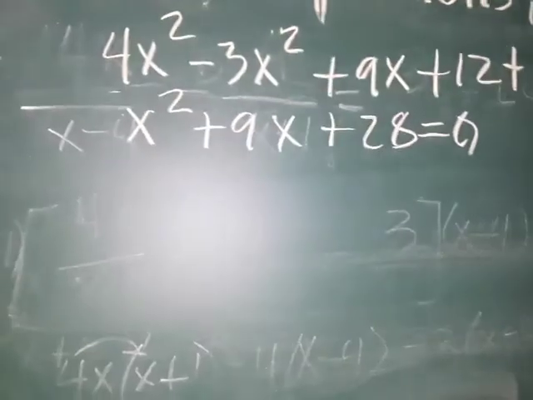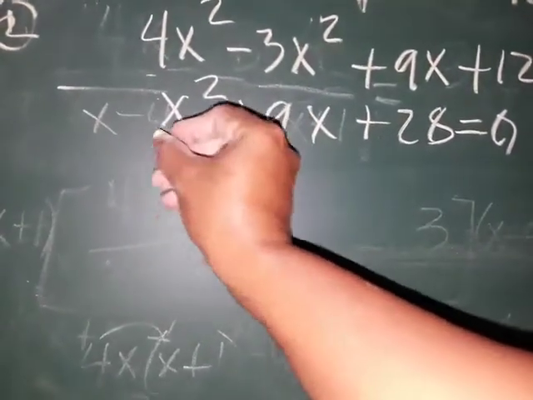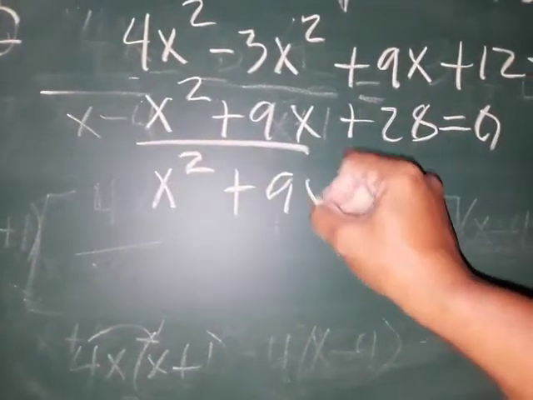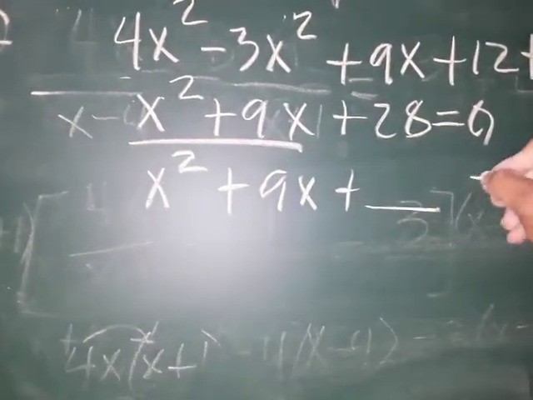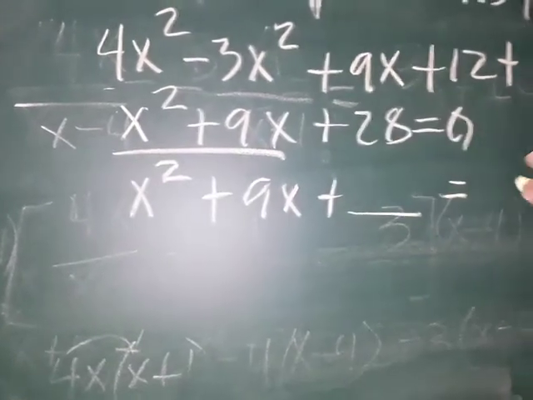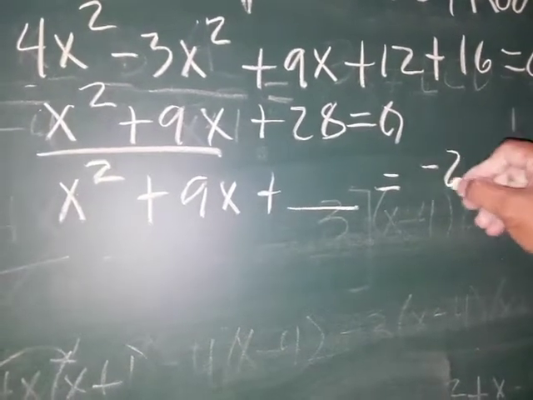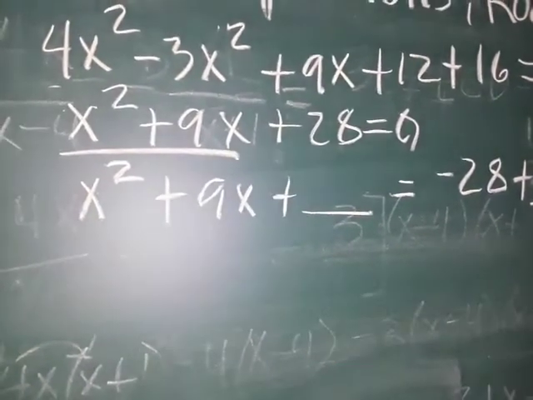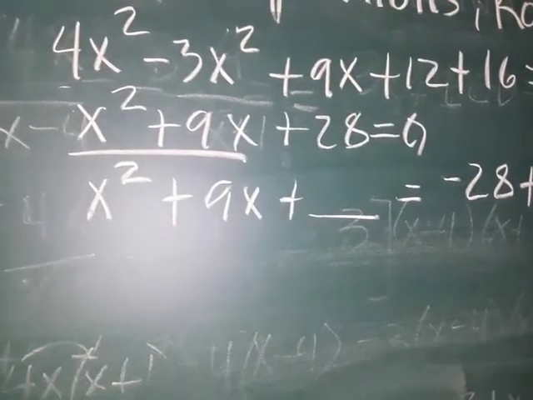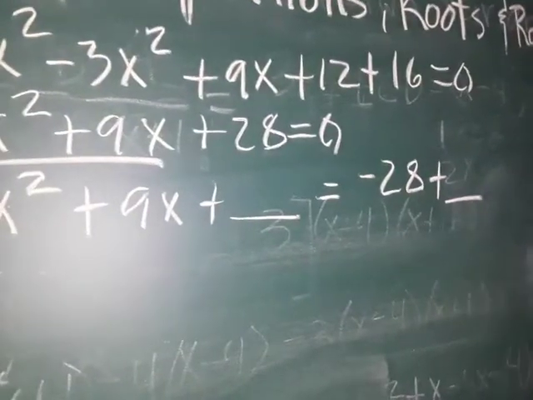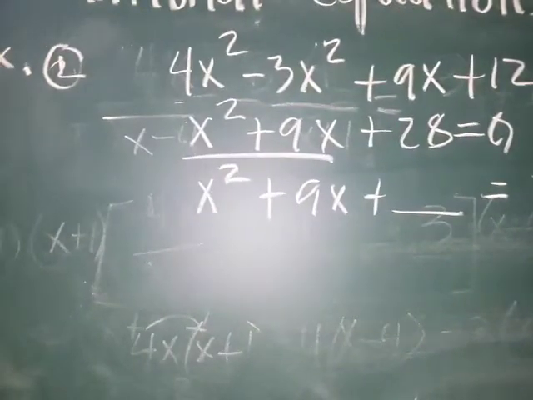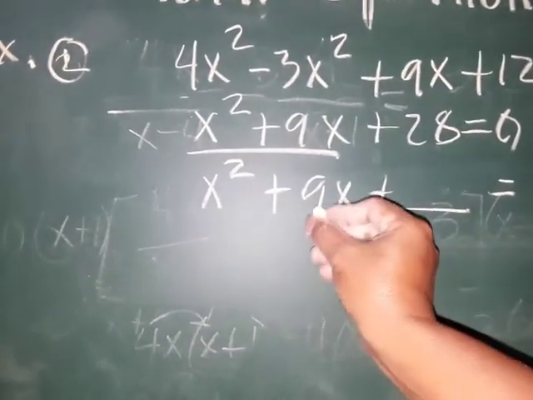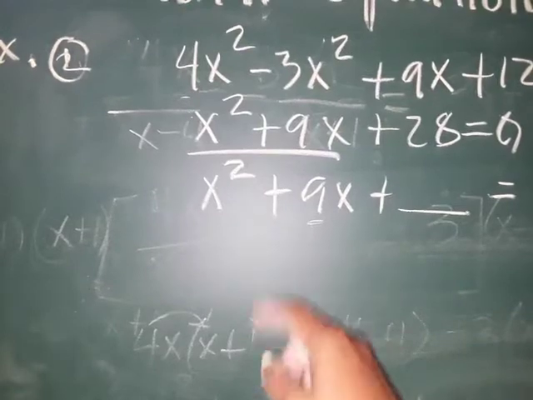Okay, ano yung step ng completing the square? Copy this to x squared plus 9x plus blank is equal to, transpose this to the other side becomes negative 28 plus blank. Para saan ang blank na to? Kung ano yung i-add natin dito, ganun din ang i-add natin dito. Okay? So, paano kunin ang number dito? Kunin natin yung number sa gitna, including the sign.